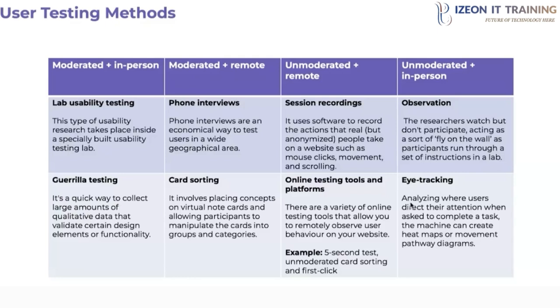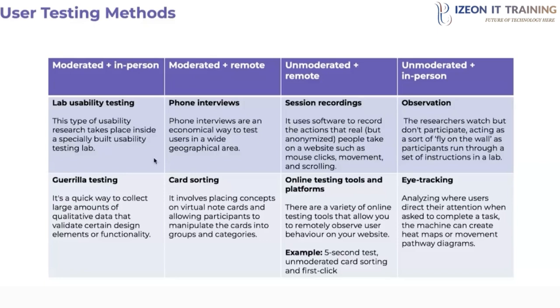Then eye tracking, where advanced tools are required. It analyzes where users direct their attention when asked to complete a task. A machine can create a heat map or movement pathway diagram. There is eye tracking and there is also mouse tracking.